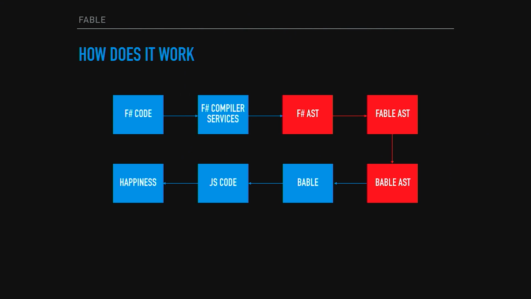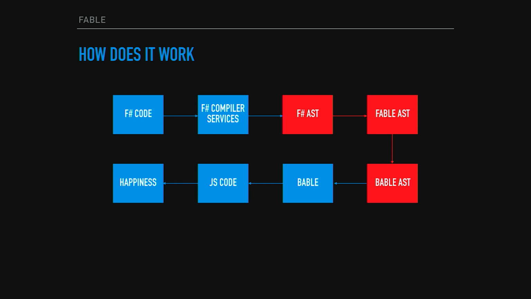So using F# Compiler Service, we produce the F# abstract syntax tree. We transform this F# abstract syntax tree into something called the Fable abstract syntax tree. Then we transform that into the Babel abstract syntax tree. And we feed this final form of abstract syntax tree as JSON to Babel. This means that Fable itself is just this red part. And this is really not too complex.